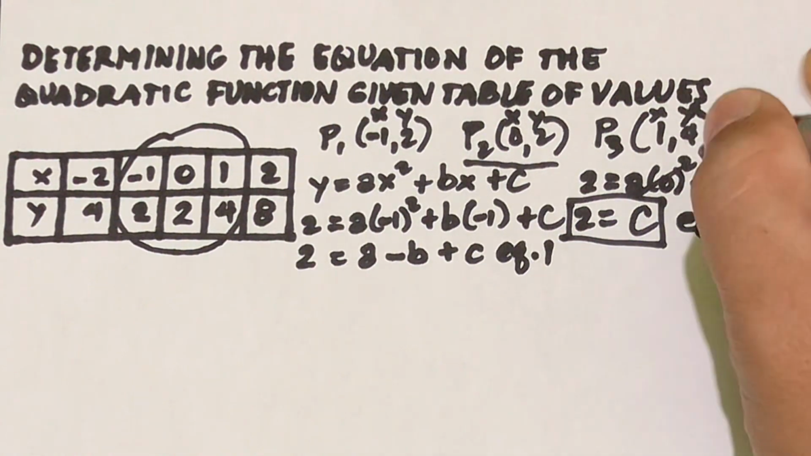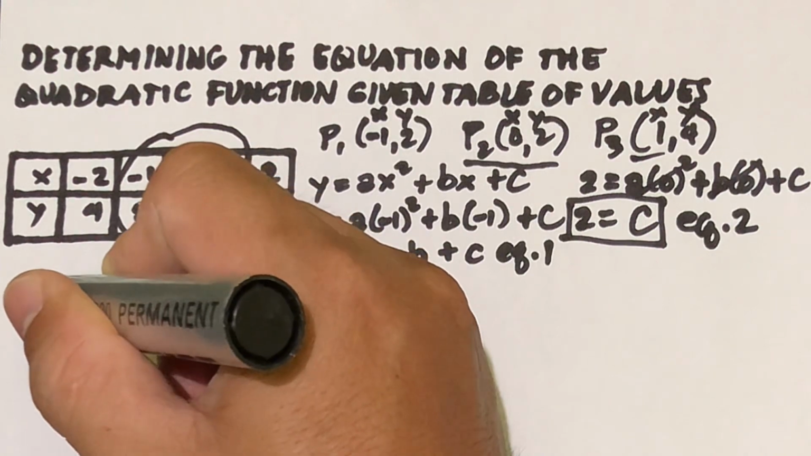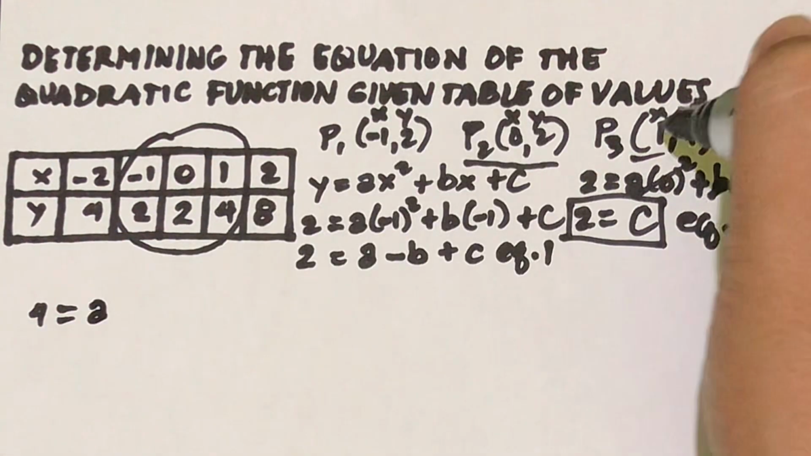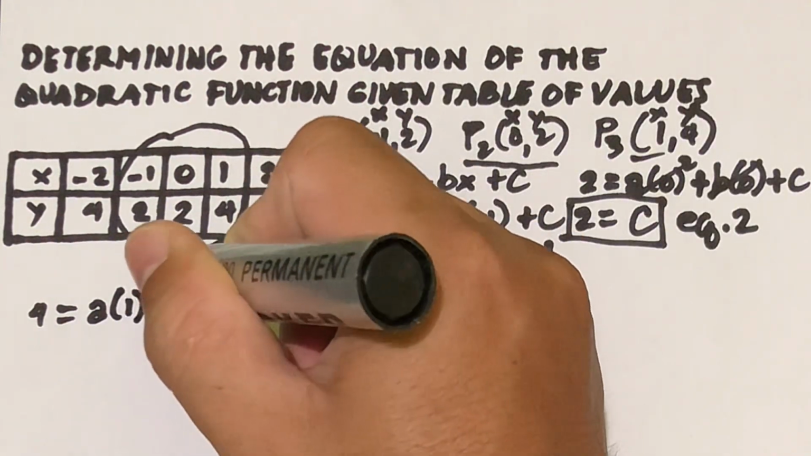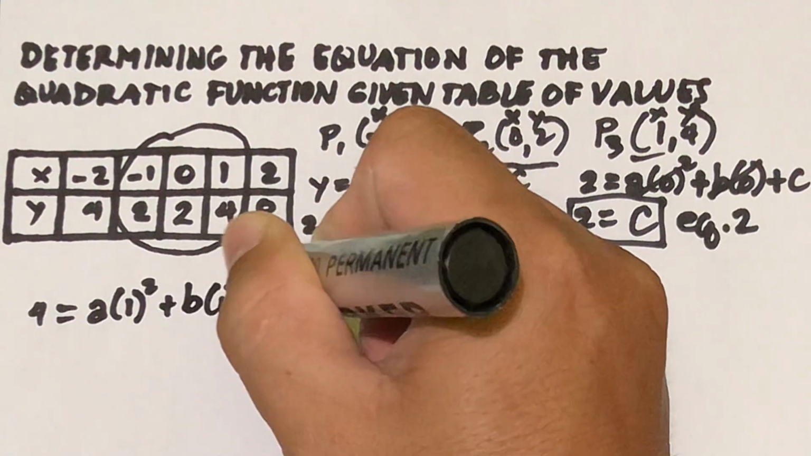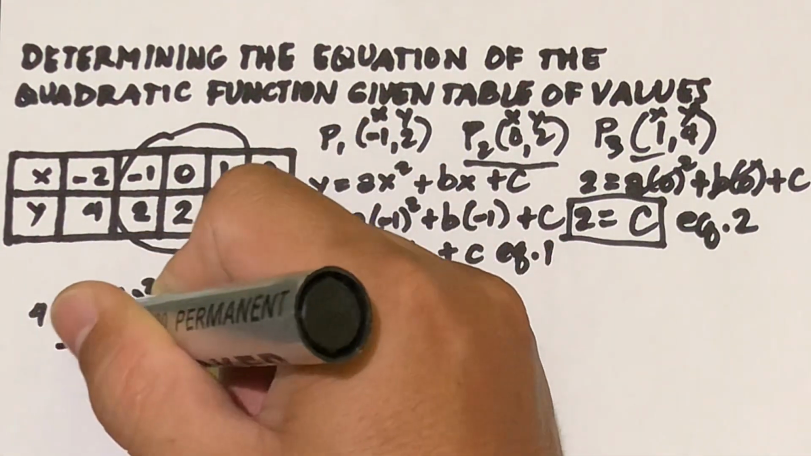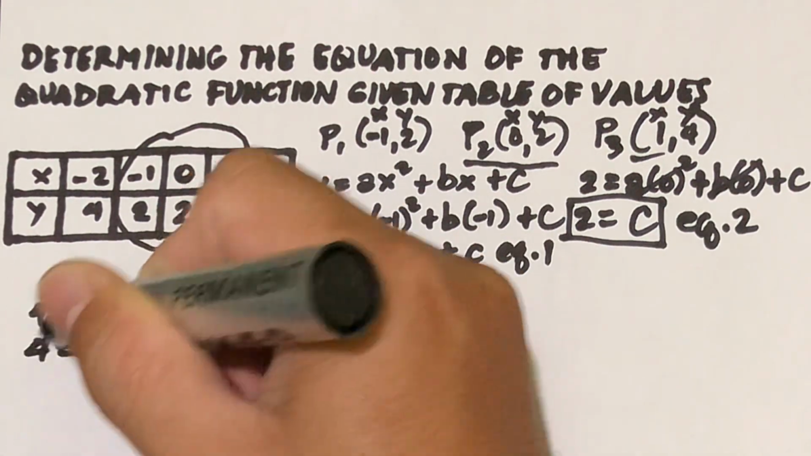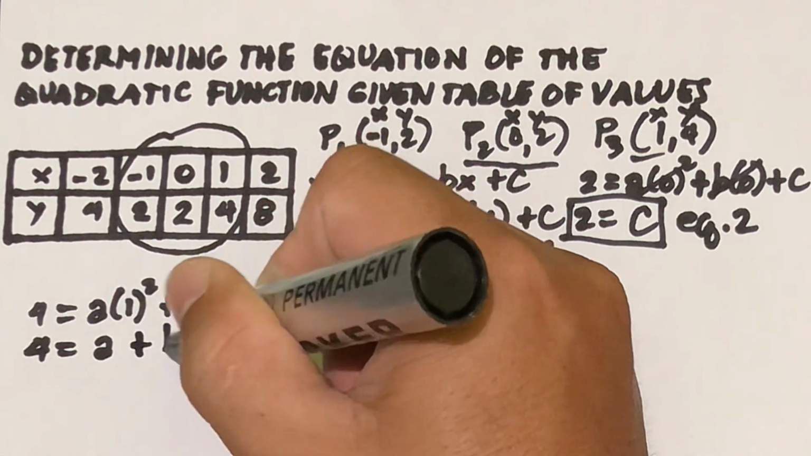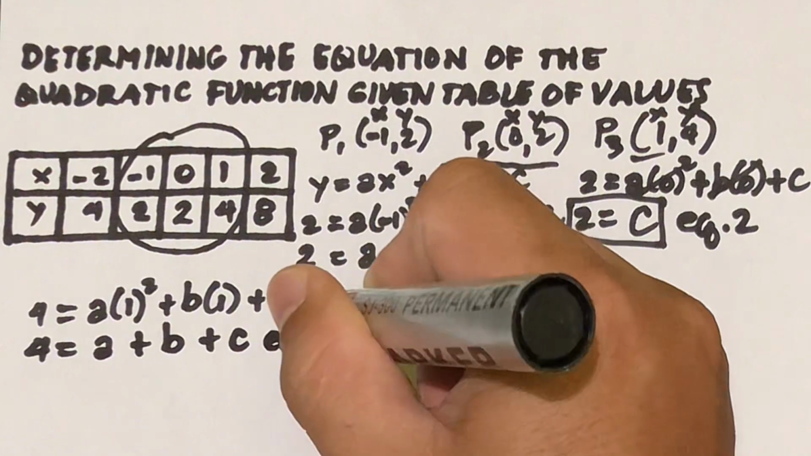Then for equation 3, we're going to use (1, 4). So we're going to have 4 equals a times the value of x, which is 1, so 1 squared, plus b times 1, then plus c. 1 squared is 1 times a, it will be a. So this is 4 here. 4 equals a plus b times 1 is b. So plus b, then plus c. Let's have this one as equation 3.